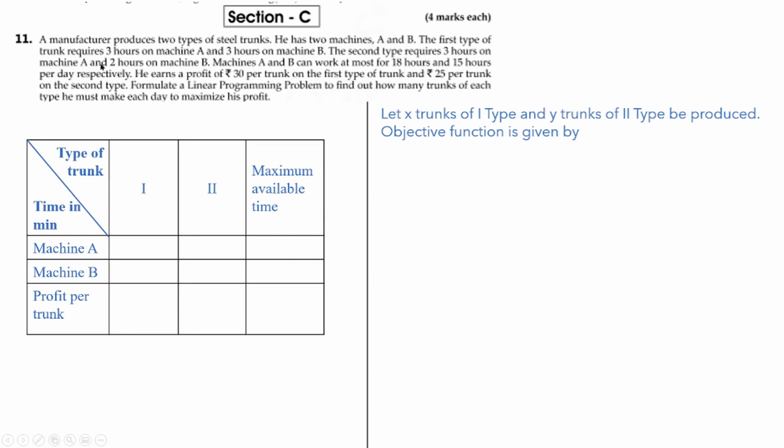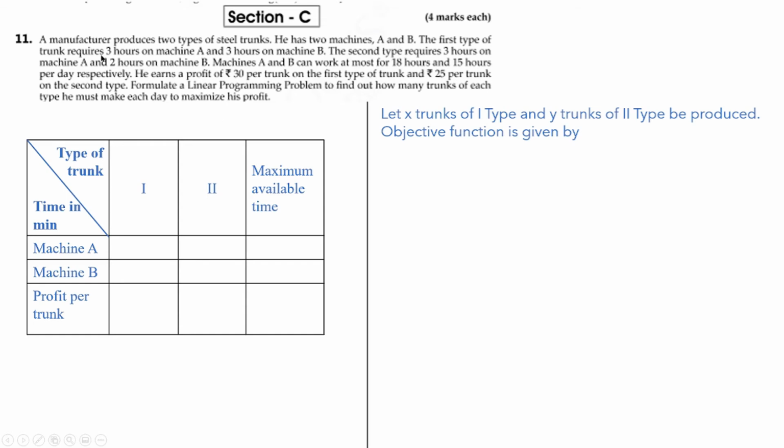Section C. A manufacturer produces 2 types of steel trunks. He has 2 machines A and B. The first type of trunk requires 3 hours on machine A and 3 hours on machine B. The second type requires 3 hours on machine A and 2 hours on machine B. Machines A and B can work at most for 18 hours and 15 hours per day respectively. He earns a profit of rupees 30 per trunk on the first type of trunk and rupees 25 per trunk on the second type. Formulate an LPP to find out how many trunks of each type he must make each day to maximize his profit.